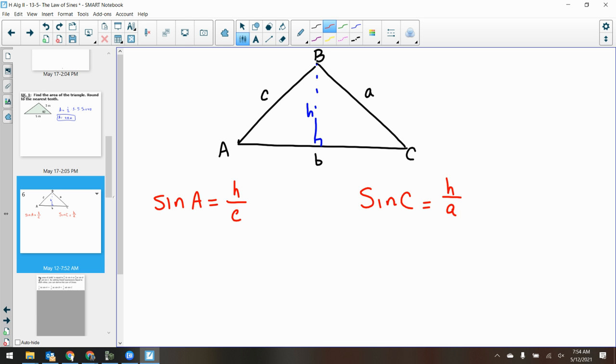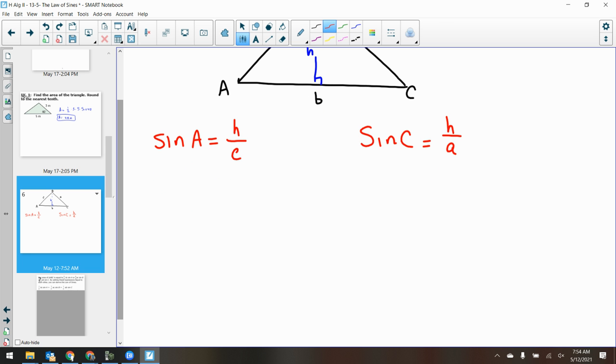What are the two things that both of these equations have in common? H, right? Remember, the lowercase a, capital A, lowercase c, and capital C are not common parts because they're not denoting the same thing. The only piece of information that's similar to both of these equations is H. So maybe I can create some new equation when I solve for H. For example, if I multiply C over to the other side, I'm going to get C sine A, and I'm going to get A sine C.